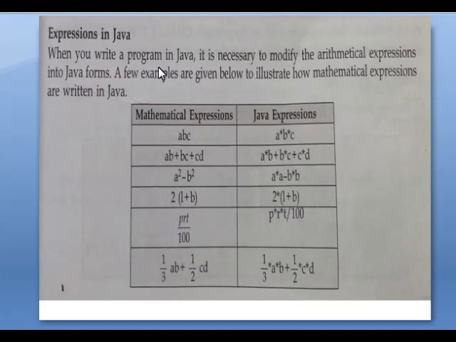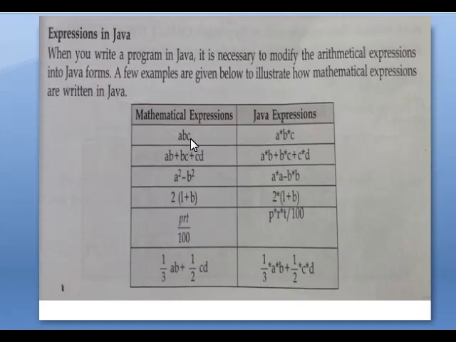Okay, so when we write a Java program, it is necessary to modify the arithmetical expressions to Java form. So there are some examples. Here it is written as ABC. This is a mathematical expression. When we write this mathematical expression ABC, we understand that it is a multiplication.